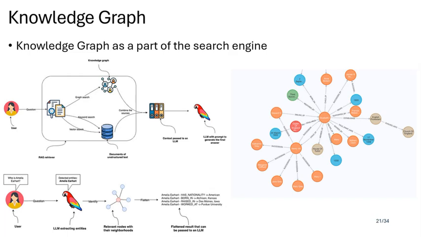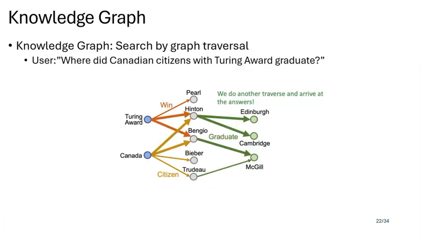But in practice, things may be more complicated than that. For example, someone can ask, where did Canadian citizens who won the Turing Award graduate? So they have some entities such as Canadian citizen and Turing Award. So we check on the knowledge graph, and we find, okay, this is the entity for Canada. This is the entity for Turing Award. In the Turing Award, what's the question? Where did Canadian citizens with Turing Award graduate?